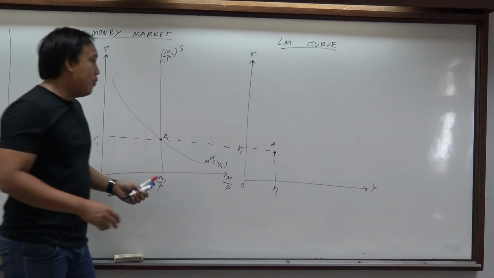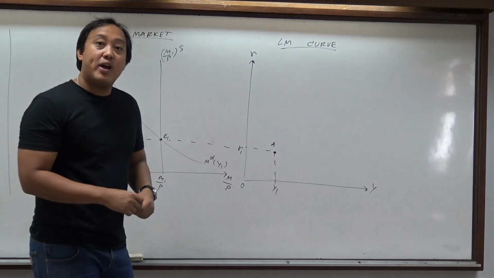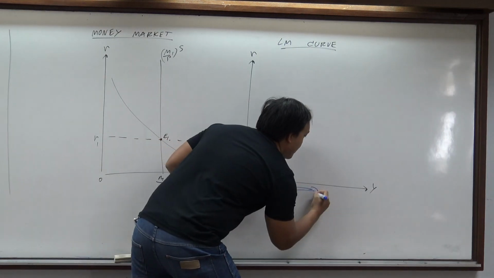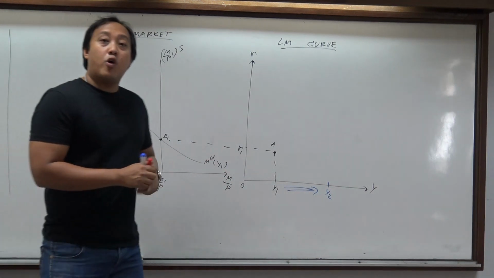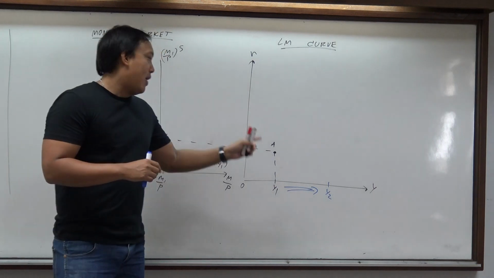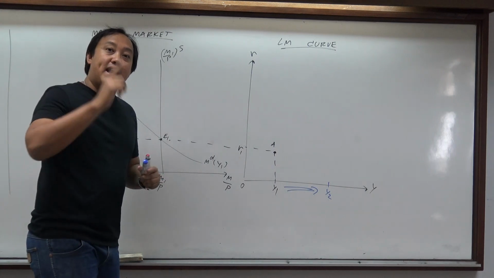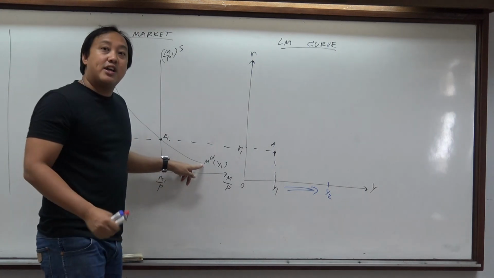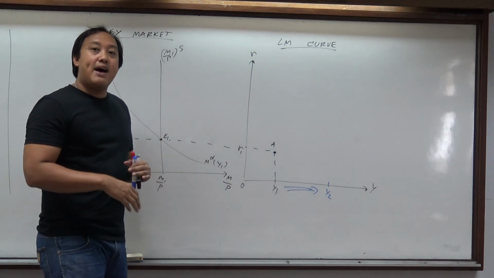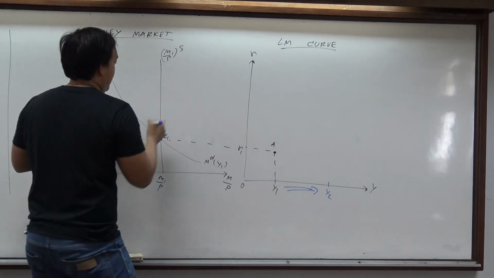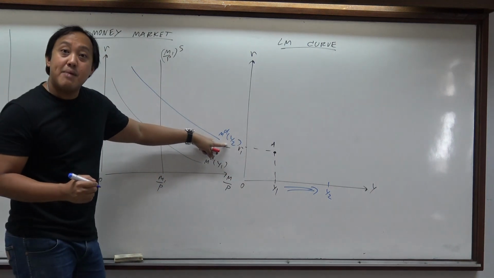Then if the economy gets better, GDP gets higher, people have more income, from Y1 to Y2. When the economy is good, people have more money, and of course they're going to want to hold more money in the pocket. Money demand is going to increase. The money demand curve is going to shift to the right. This is MD of Y2, money demand of Y2.